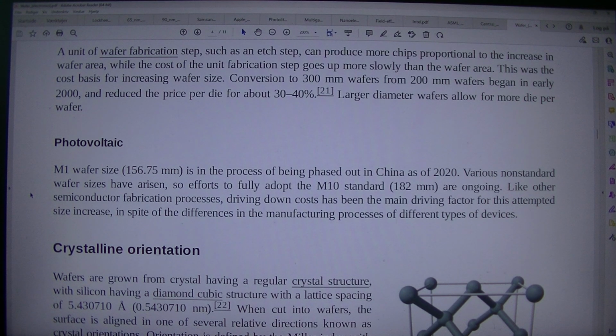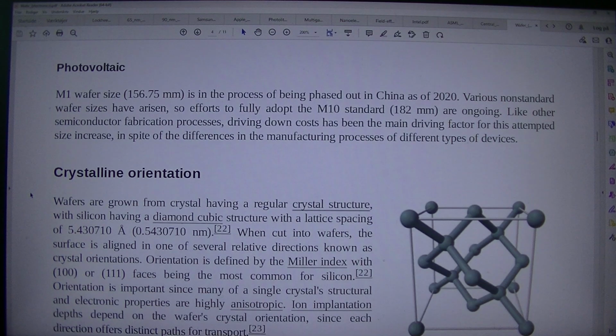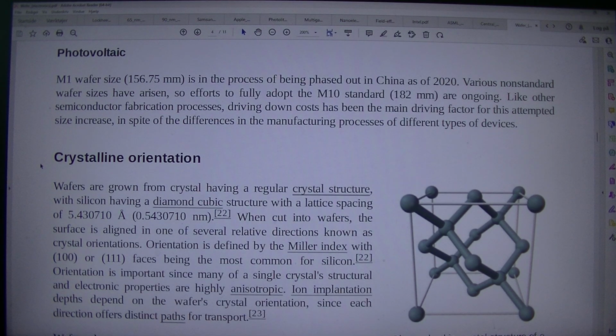Photovoltaic M1 wafer size, 156.75 mm, is in the process of being phased out in China as of 2020. Various non-standard wafer sizes have arisen, so efforts to fully adopt the M10 standard, 182 mm, are ongoing. Like other semiconductor fabrication processes, driving down costs has been the main driving factor for this attempted size increase, in spite of the differences in the manufacturing processes of different types of devices.